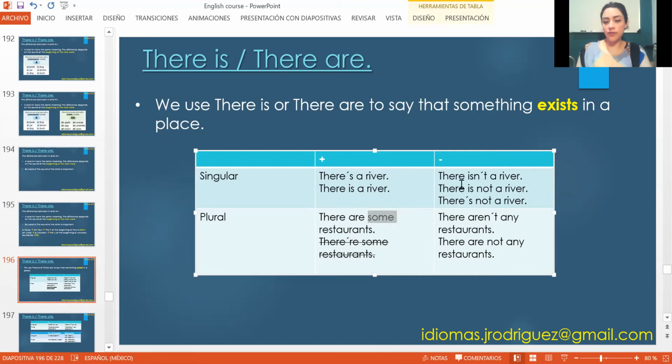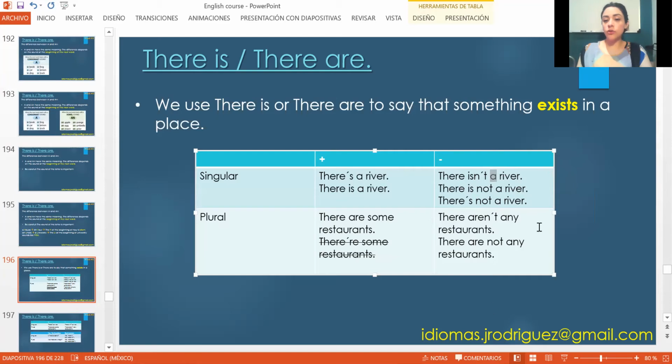Now the negative in the singular form. There isn't a river. A river. No hay un río. Or the full form, there is not a river. Or another kind of contraction. There is not a river. There is not a river. No hay un río. All of them mean the same. Todas estas significan lo mismo, pero son diferentes tipos de contracción.